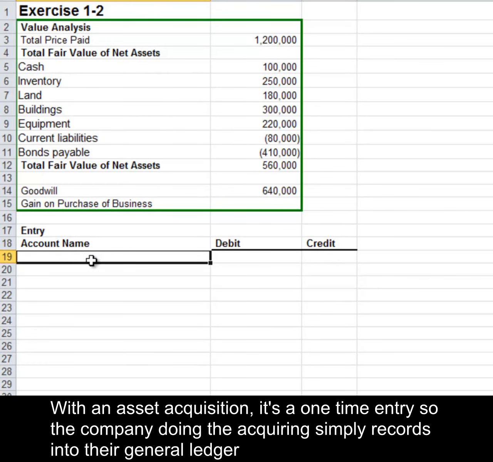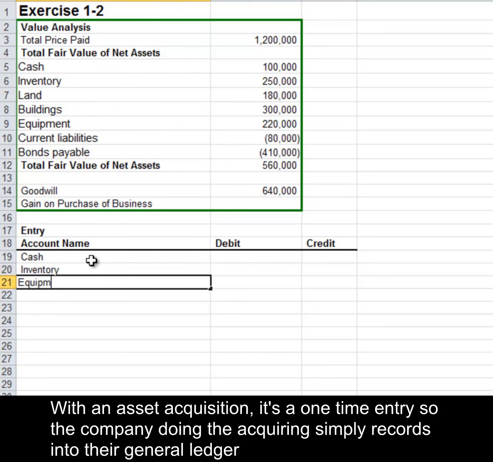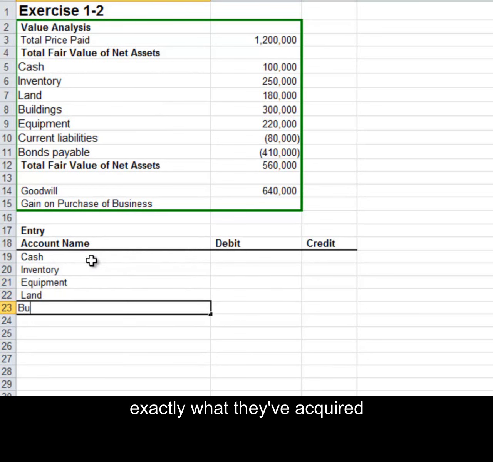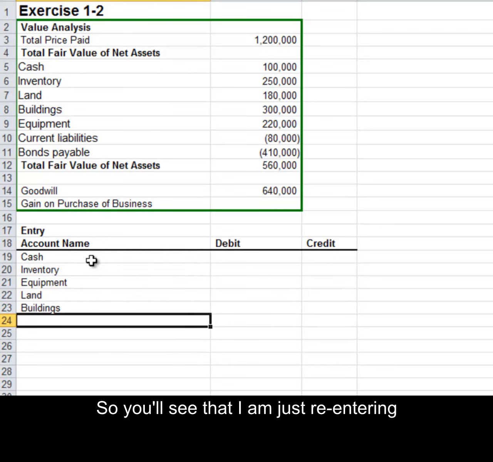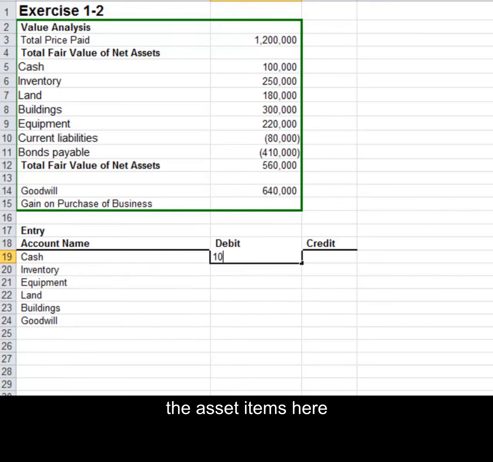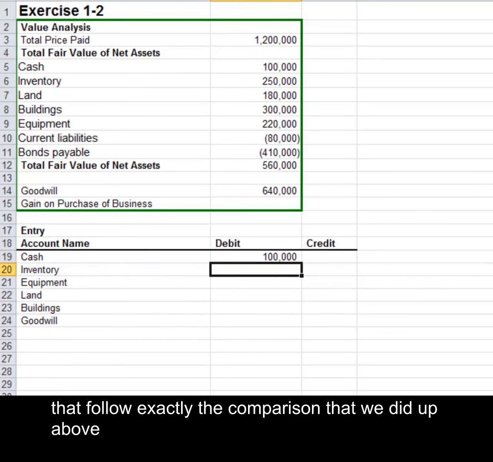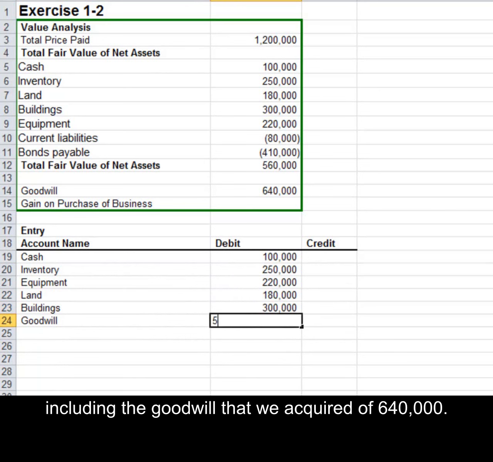With an asset acquisition, it's a one-time entry. So the company doing the acquiring simply records into their general ledger exactly what they've acquired in the purchase. You'll see that I am just re-entering the asset items here that follow exactly the comparison that we did up above, including the goodwill that we acquired of $640,000.